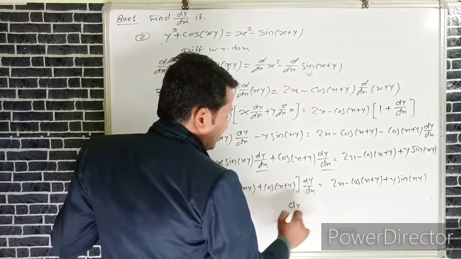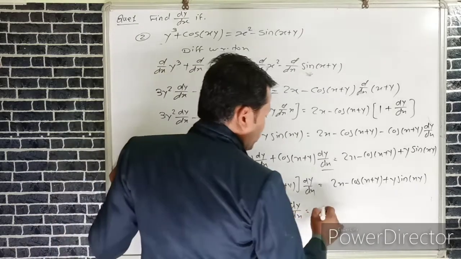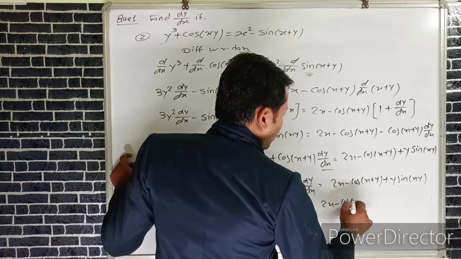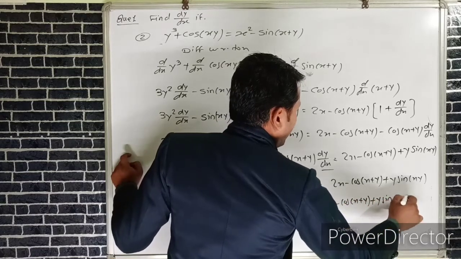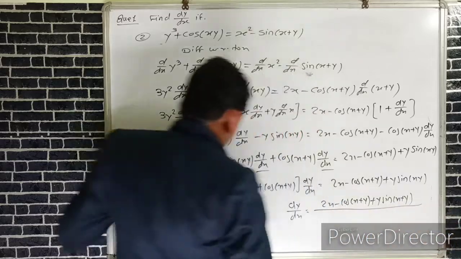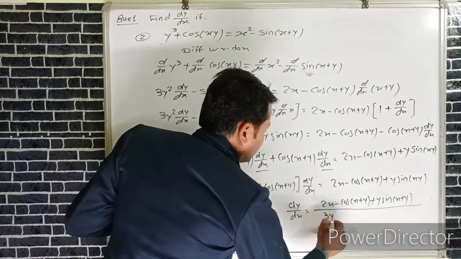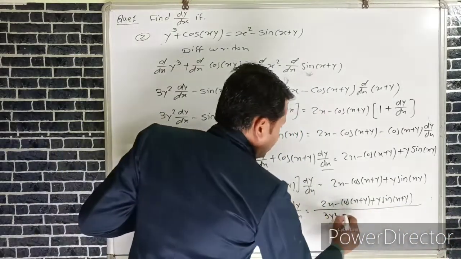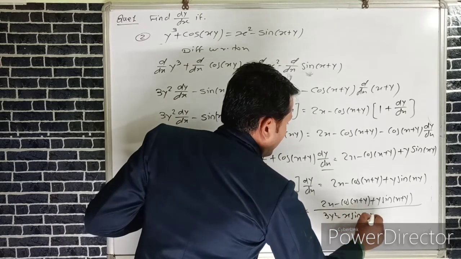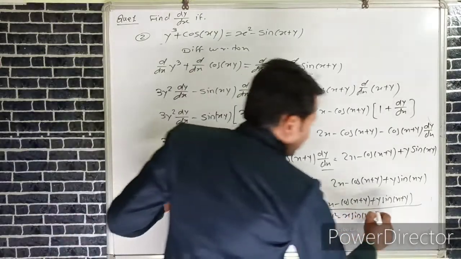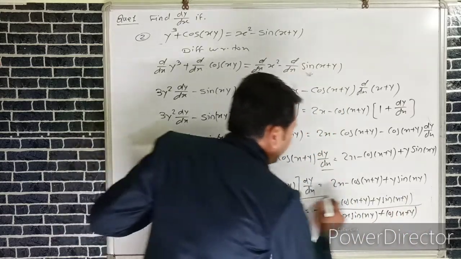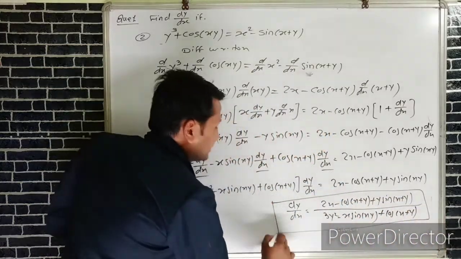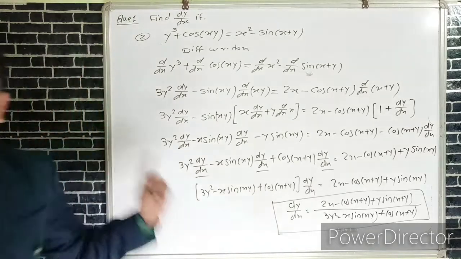We can write here dy by dx is equal to 2x minus cos of x plus y plus sin of x plus y upon 3y square minus x sin of xy plus cos of x plus y, which is the required derivative of y, dy upon dx.